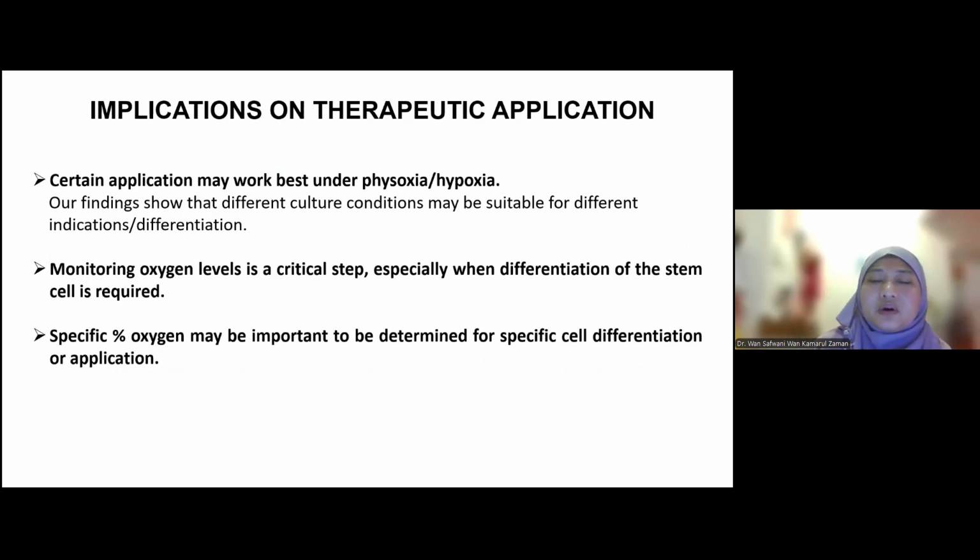So for the implication on the therapeutic application of stem cells, we can say that certain applications may work best under Physoxia and hypoxia, as indicated from our data just now. And monitoring oxygen levels is very critical, especially when you want to differentiate the stem cells into a certain cell lineage, so oxygen levels have to be taken into account. And of course, specific oxygen levels may be important to be determined for certain cell differentiation or application. So that is something that has to be determined first before we proceed with our application.